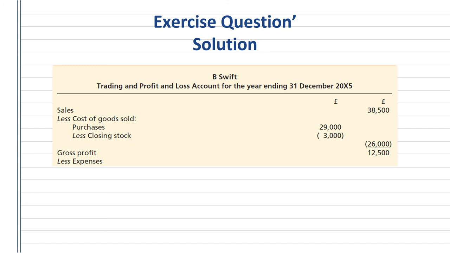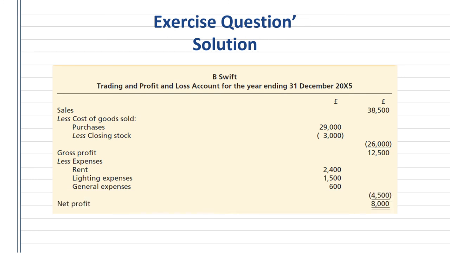Alright, now you are going to subtract expenses from it. Rent, lighting expenses, general expenses. Alright, you wrote them, you added them, which became 4,500, and then you subtracted it from gross profit and you got 8,000 net profit. If there was any other revenue or other expenses that we didn't know where to write, we would have written it over here before net profit, and we were not given any percentage for taxes. But if you are given a percentage for taxes, then you have to mention it, okay?